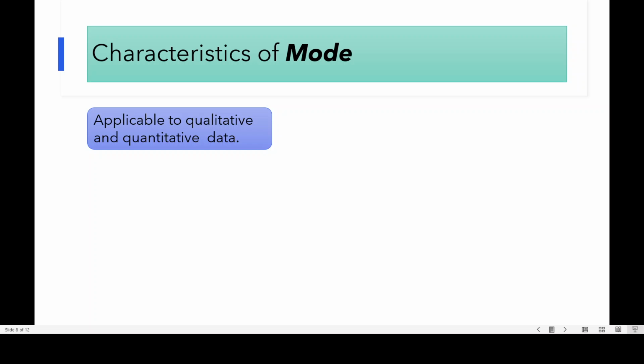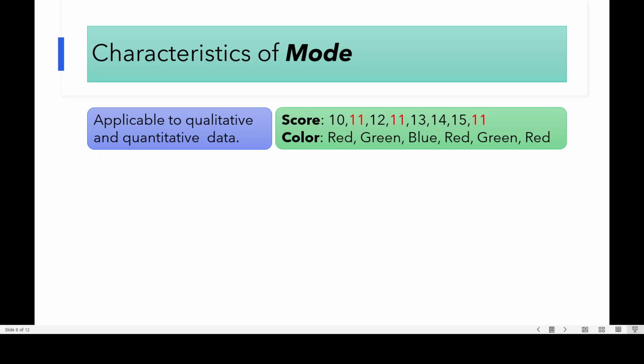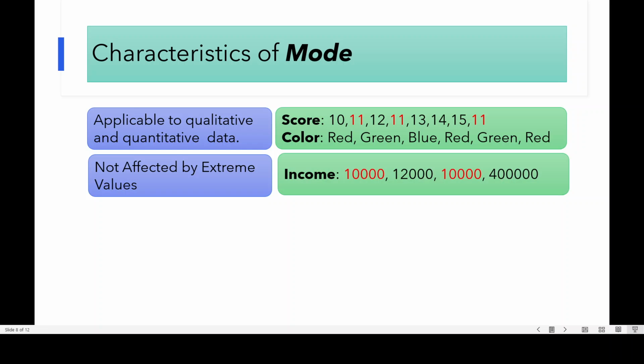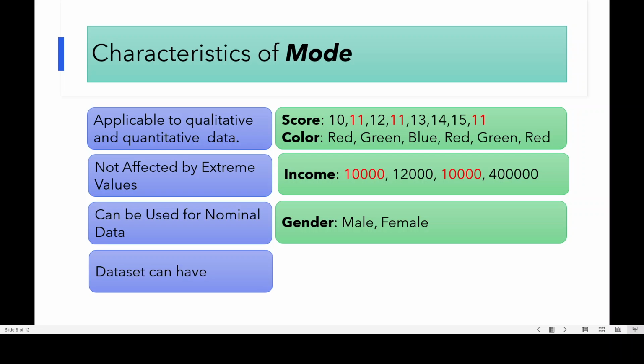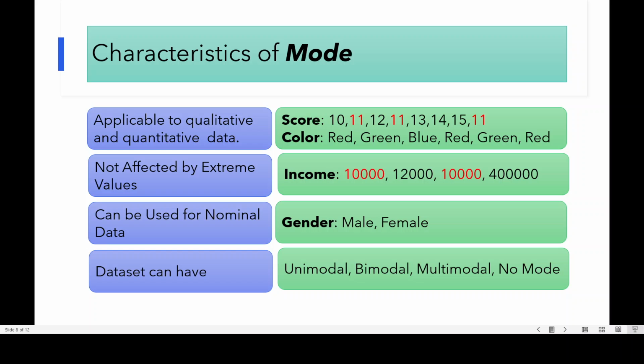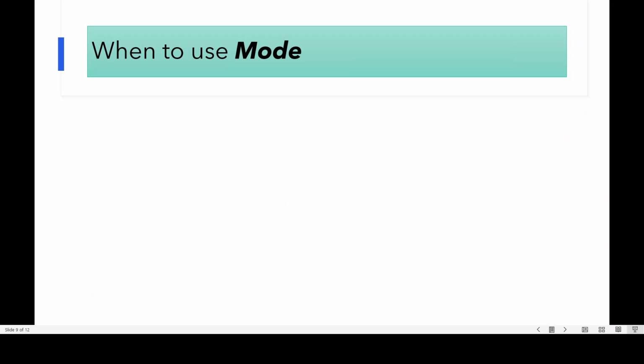Characteristics. Applicable to qualitative data and quantitative data. We can use mode for both, whether it is qualitative or quantitative. In the scores, 11 is the mode, and in the colors, red is the mode because the red color appears most frequently in the data set. Not affected by extreme values, because mode considers the most frequent value, so extreme values cannot affect the mode. Can be used for nominal data like gender, male, female. A data set can be unimodal, bimodal, multimodal, or have no mode at all.